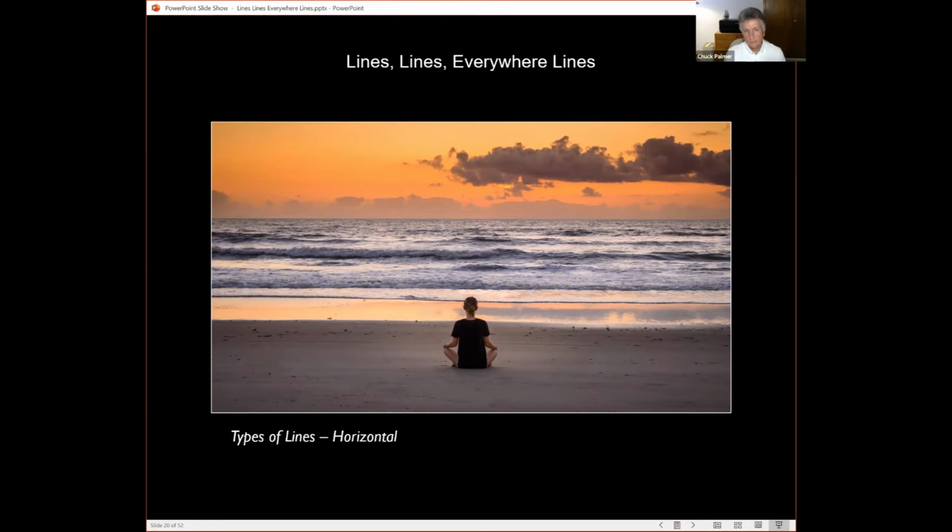a definite horizontal dynamic to the way we see the world. And our eyes usually scan from side to side, so it's probably not surprising that horizontal lines feel the most comfortable to us. After all, the horizon is our fundamental reference that supports us here on Earth. So horizontal lines convey stability, calm, restfulness, and tranquility.